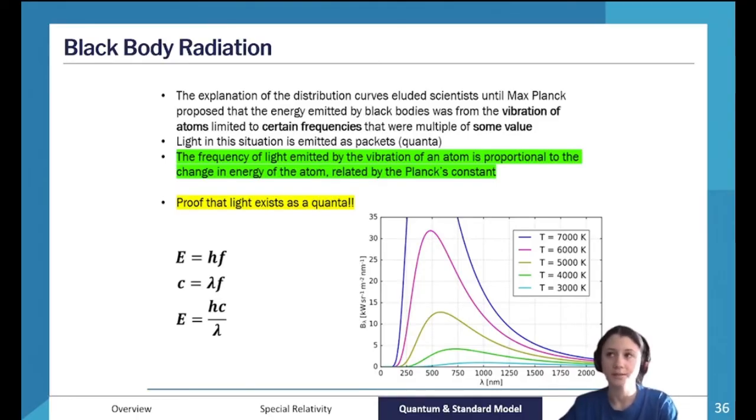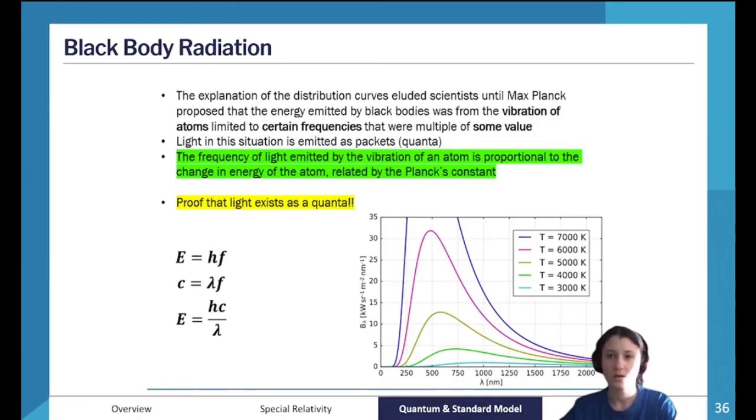It eluded scientists until Max Planck proposed that the energy emitted by black bodies was from the vibration of atoms limited to certain frequencies that were multiples of some value. So he was saying that these frequencies that the atoms vibrated were multiples of a discrete value. In this situation, light is emitted as quanta, not as a continuous wave, but as discrete little packets. So discrete little packets of light are particles.